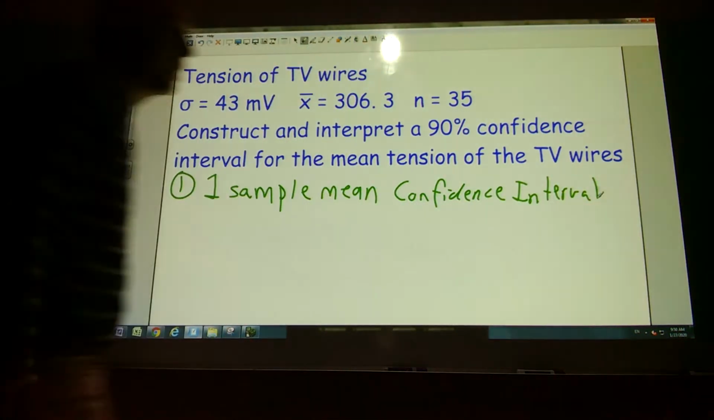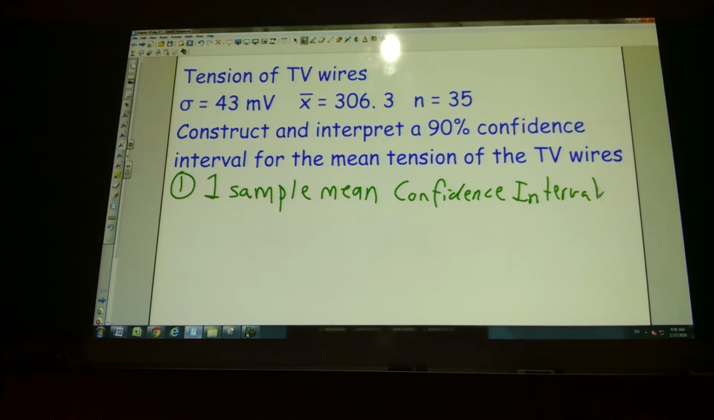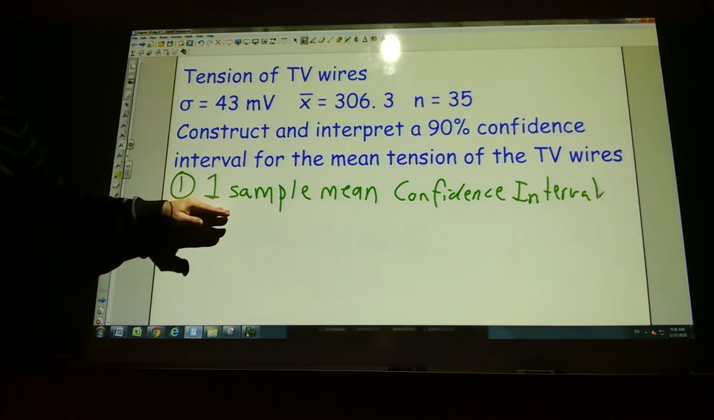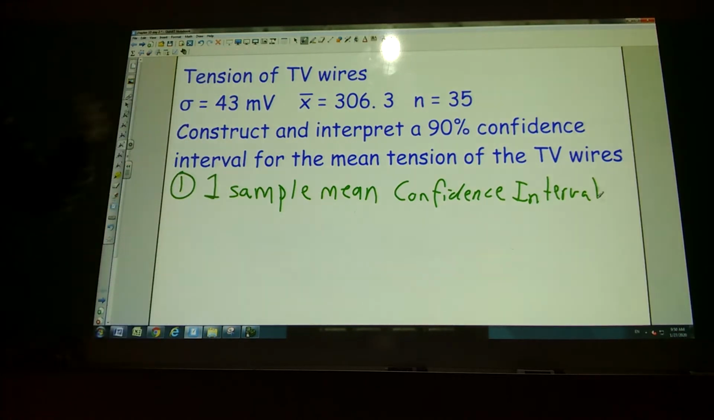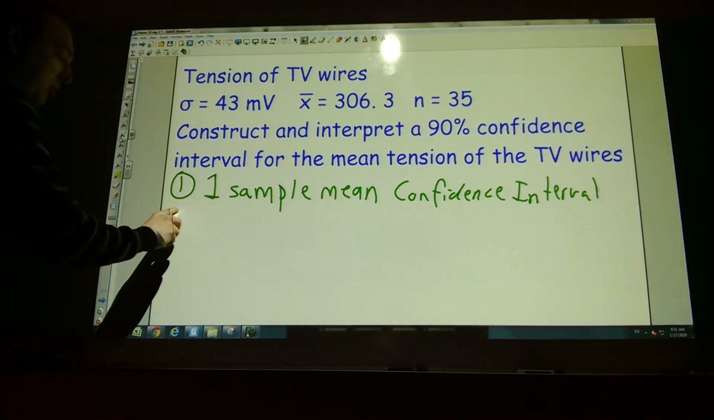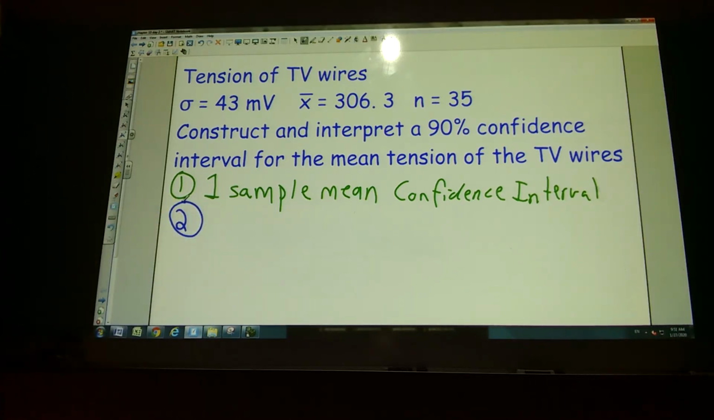And that's all that step 1 is. Getting the correct name: is it a 1 sample or 2? It's a 1 sample. We took 1 sample of size 35. And is it a mean problem or proportion? That's step 1. Step 2 is conditions.